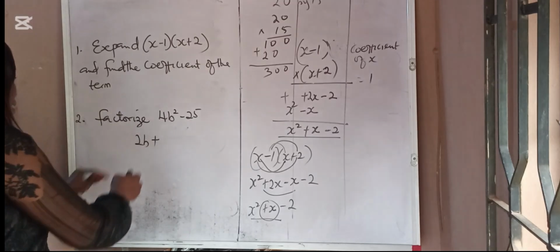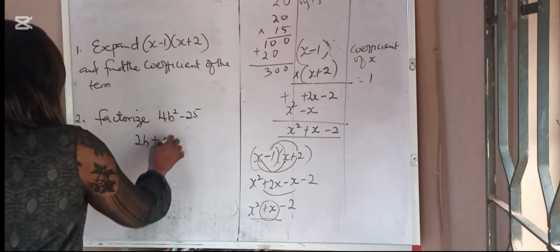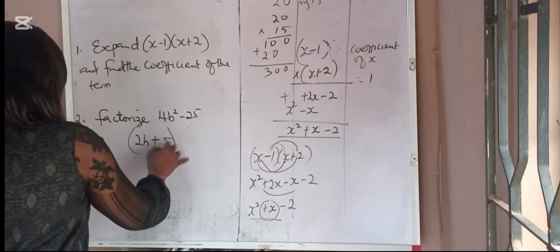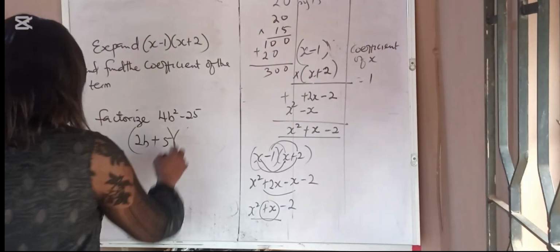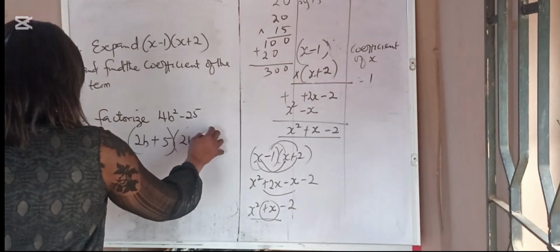So that the sum of it will now be 2b plus 5. And this is the difference of it, 2b minus 5.